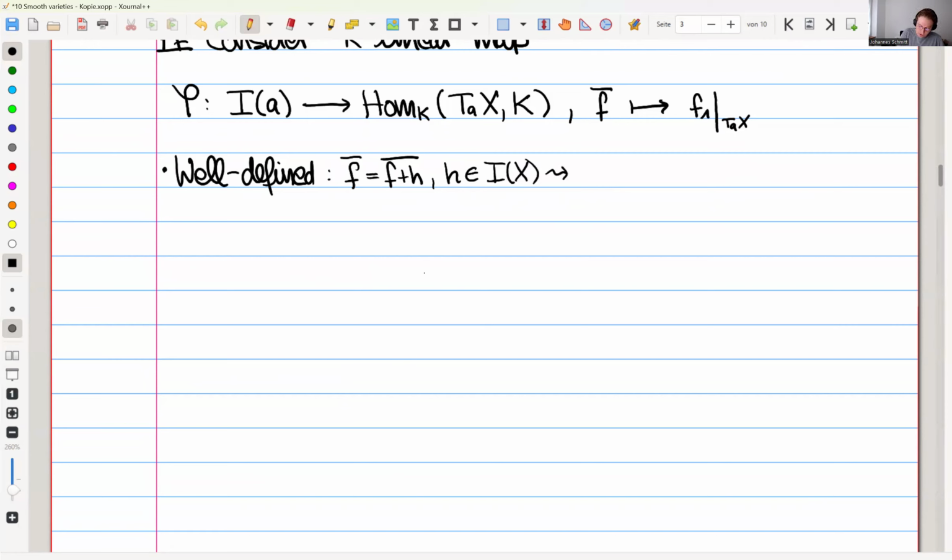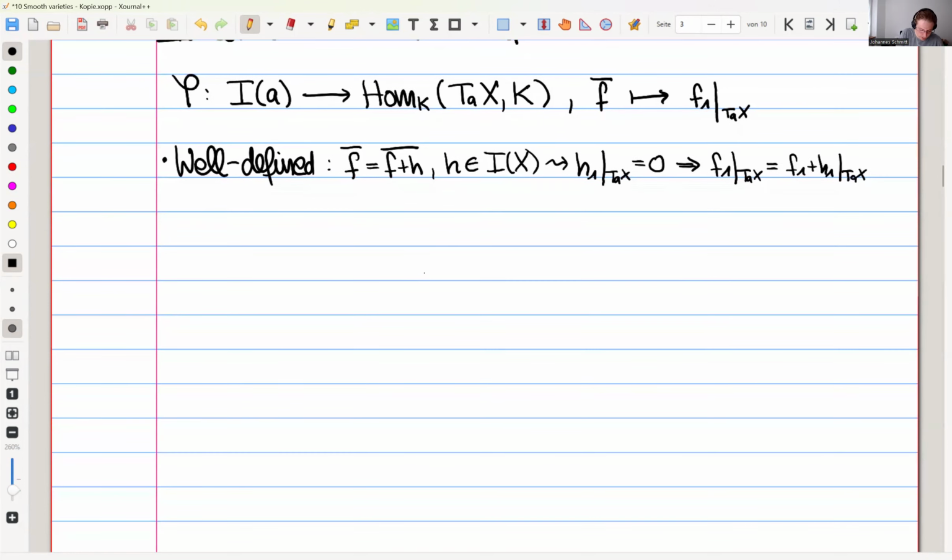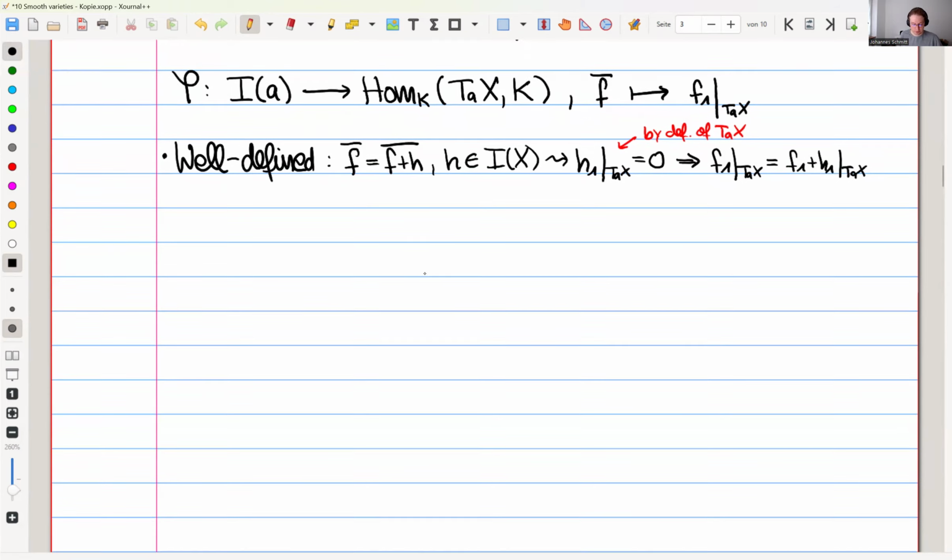Then by definition, the linear part h_1 restricted to T_A(X) is 0, because T_A(X) is cut out by all of the linear parts of elements of I(X). And so we see that f_1 restricted to T_A(X) is equal to f_1 plus h_1 restricted to T_A(X), by definition of T_A(X). So we did write down a well-defined map.